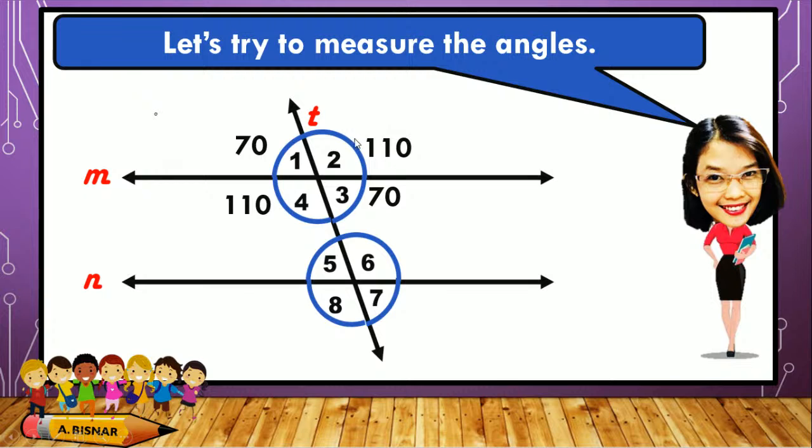180. How about 2 and 3? 180 also. How about 3 and 4? 180 also. And how about 1 and 4? 180 also. And from our lesson last week, these are called what?